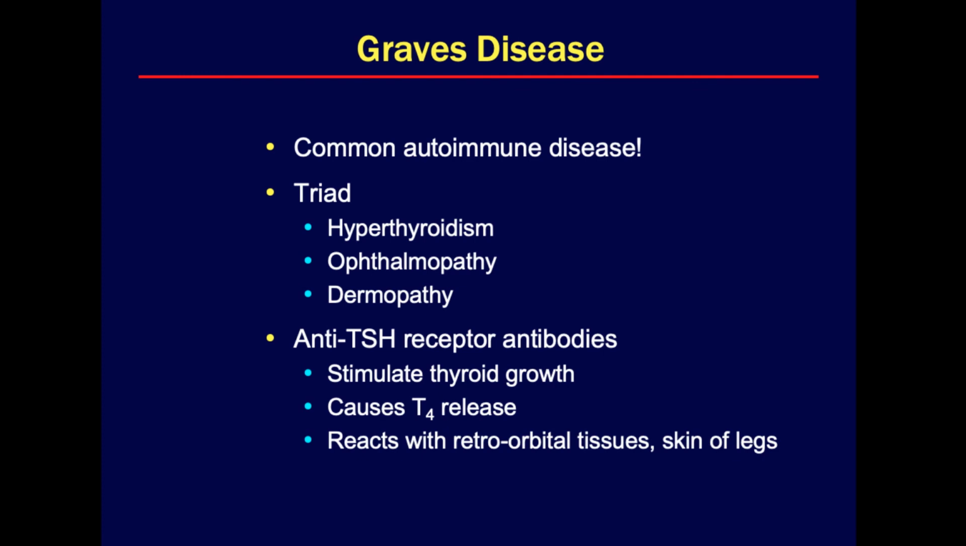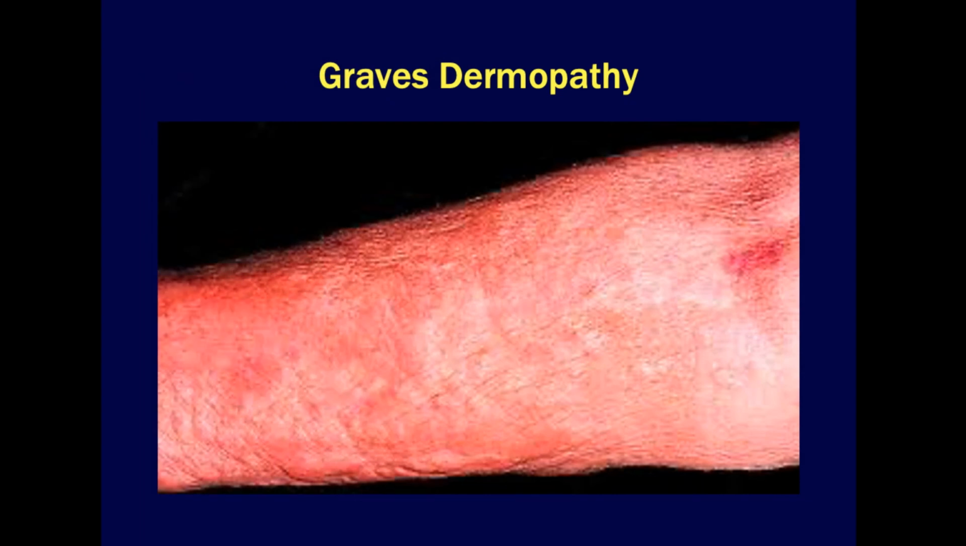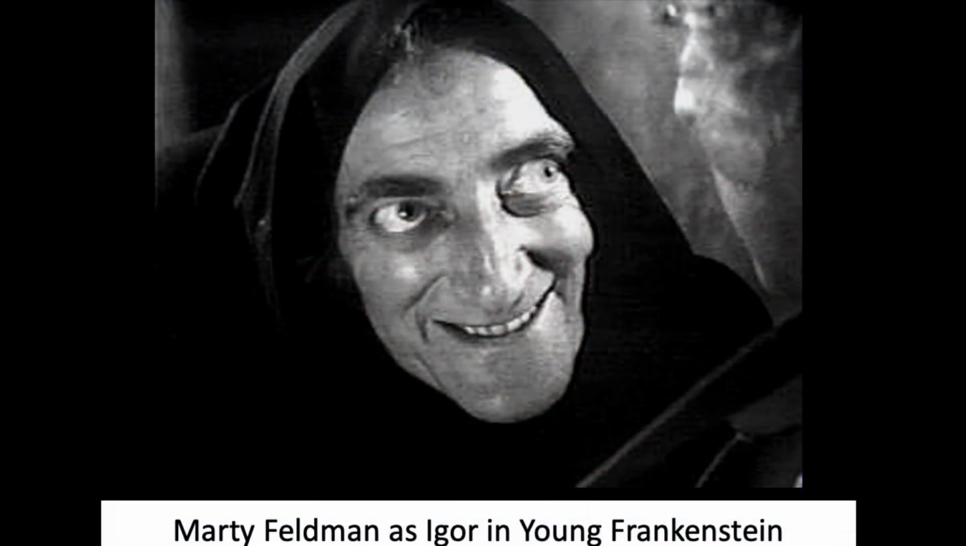They also have retroorbital tissues that are reacting to this excess in T4, and that's what causes the ophthalmopathy. And then, of course, it reacts to the skin of the legs, which I'll show you. There you go. And so you get this thickened, reddish looking skin, and especially in the pre-tibial area. And you can see the ophthalmopathy here.